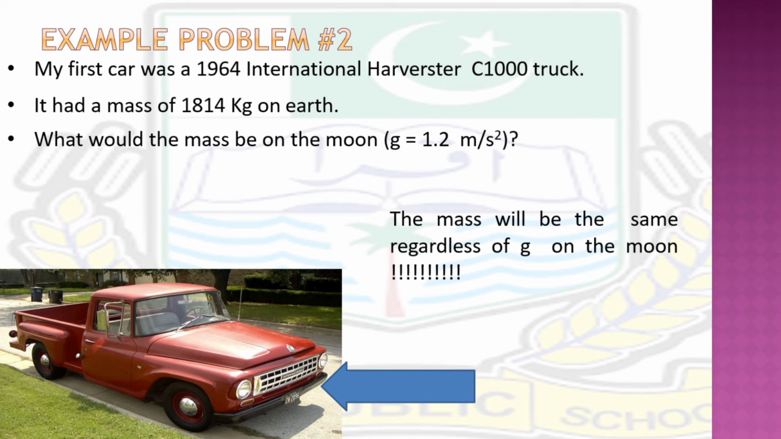Example problem 2. My first car was a 1964 1000cc truck, and if it had a mass of 1814 kg on Earth, what would be the mass on the moon if g is equal to 1.2 meters per second squared? Now the value of g is confusing here, but we know the answer: the mass will be the same regardless of g on the moon.